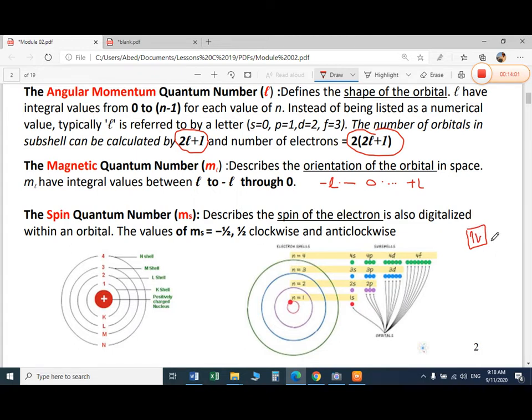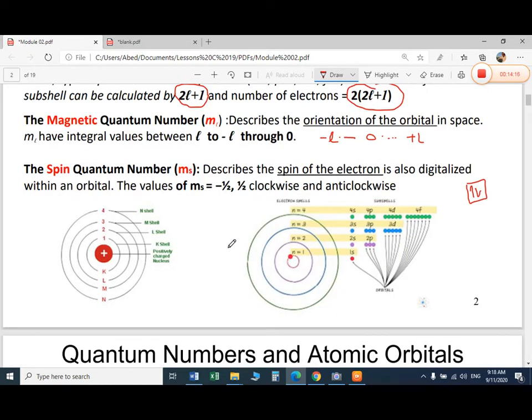So the spin quantum number is simple. Only 2 numbers, +1/2 and -1/2. In each orbital there will be 2 electrons. One is +1/2, another is -1/2. So we have learned about the quantum numbers, and now let me tell you about this diagram also.